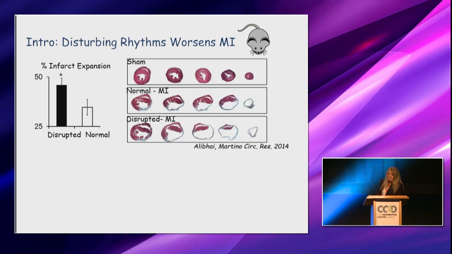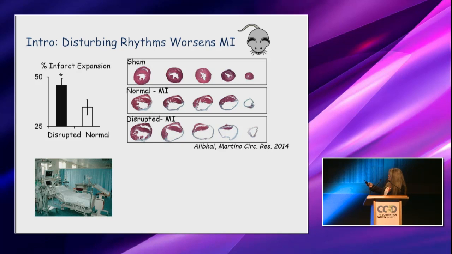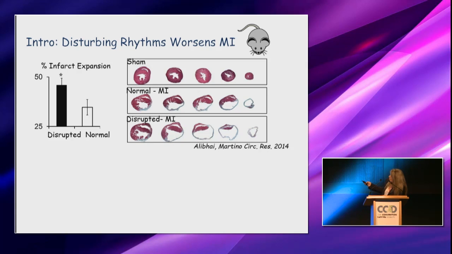We did a study recently which showed, in addition to timing of onset of MI and tolerance to MI, that if you disturb rhythms just in the very first few days after MI, you're going to worsen outcome. The main results you can see on this slide, again in mice, where we disturbed the light-dark cycle. If you look at the black bars, if you disrupt rhythms, they produce bigger scars and worse outcomes. And you can see it visually on the right as well.